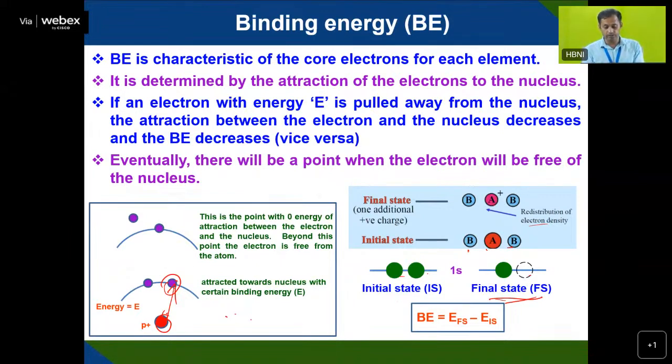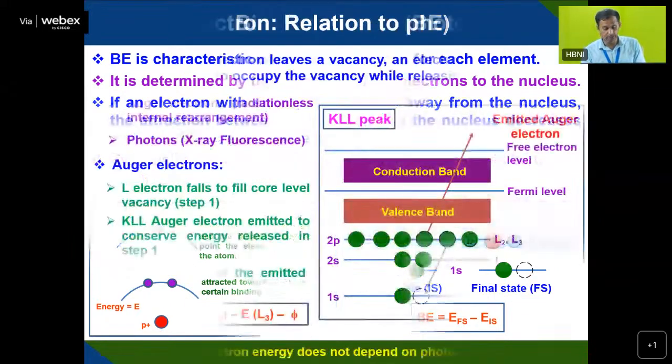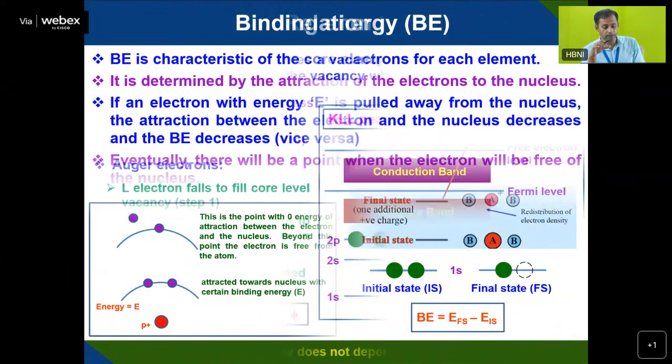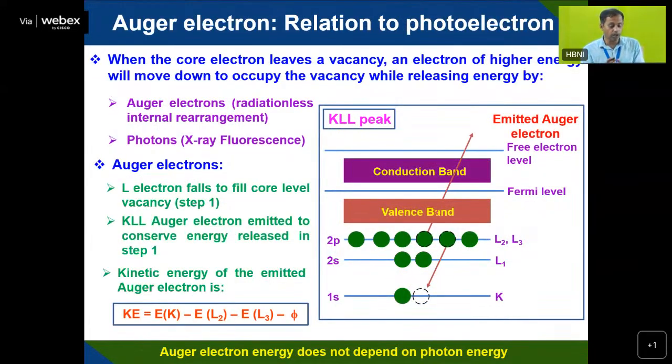So the binding energy is E final state minus E initial state. If you see, this is about binding energy except photoelectrons. So what is the Auger electron? Auger electron mainly arises when the core electron leaves a vacancy. For example, because of the incident ray, this electron goes out. So now you have a vacancy here.